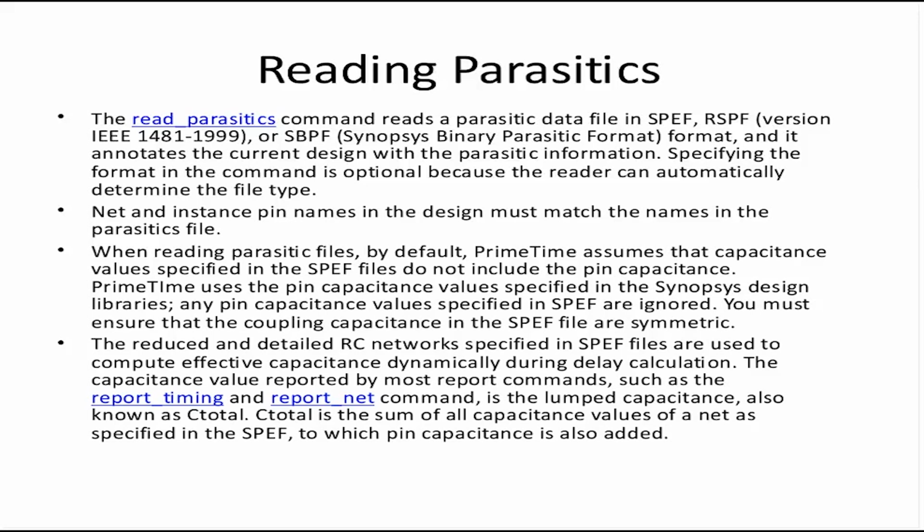The read_parasitics command by default can recognize the file format from the file itself, so specifying the format is optional. Obviously, the net and instance pin names in the design must match the corresponding net and instance pin names in the parasitic file. A parasitic file should have one-to-one correspondence with the design. If not, some of the nets will not get parasitic data.